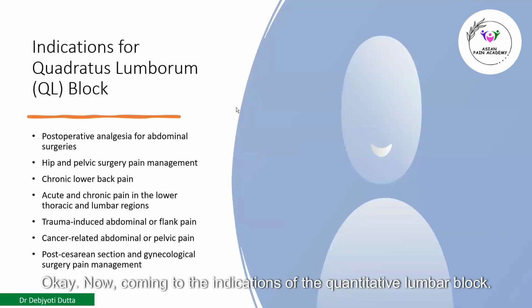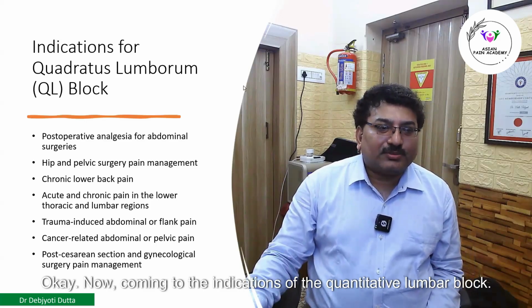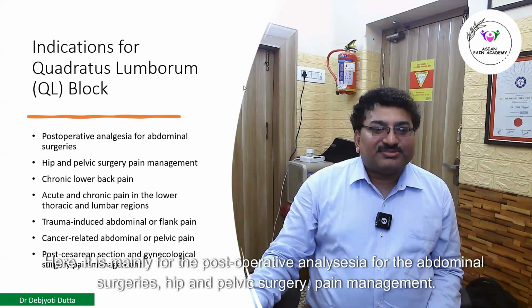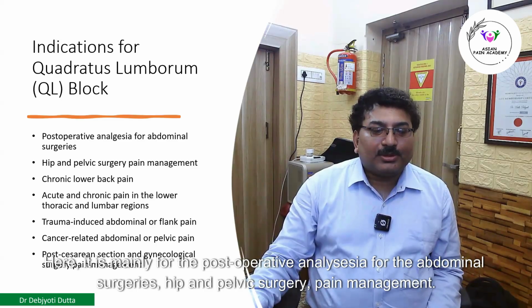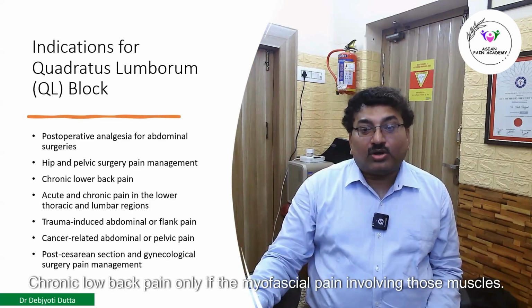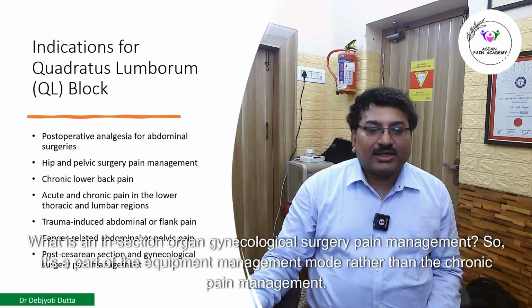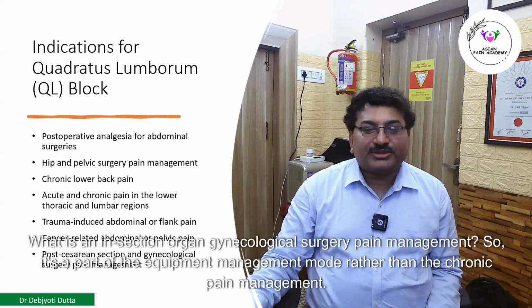Now coming to the indications of the quadratus lumborum block. Here it is mainly for post-operative analgesia for abdominal surgeries, hip and pelvic surgery, pain management, chronic low back pain only if it is myofascial pain involving those muscles, then acute and chronic pain in the lower thoracic and lumbar regions, and then trauma-related abdominal or flank pain, cancer-related abdominal or pelvic pain, post-cesarean section or gynecological surgery pain management. So it is a part of acute pain management more rather than chronic pain management.